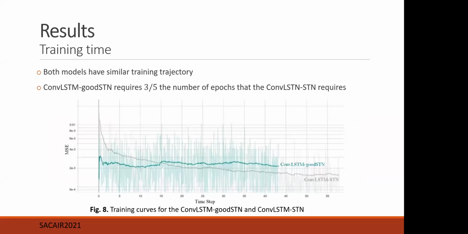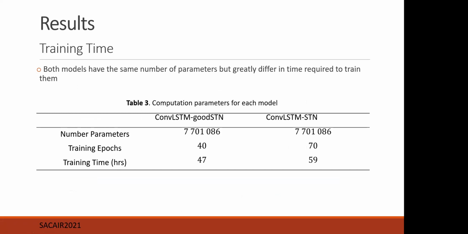And in terms of training time, both models followed a similar training trajectory. There were significant fluctuations throughout, and training was considered to be complete at this inflection point here, and the inflection point for the gray line as well. And it's seen that the convolutional LSTM good STN requires 3/5 the number of epochs as its counterpart. Now, what this translates to in terms of actual hours, we see that this model required 12 hours more. So the number of parameters were also the same. So the models are similar.